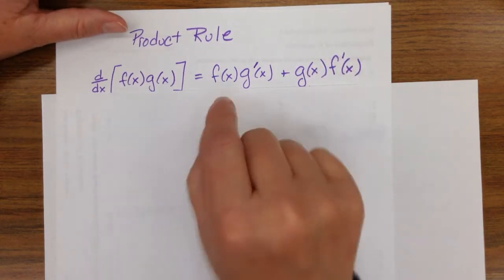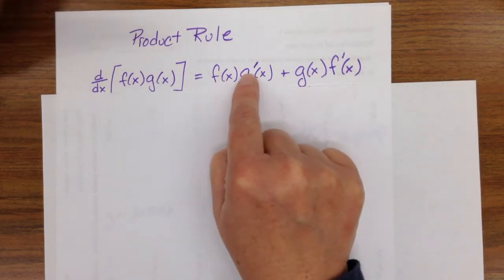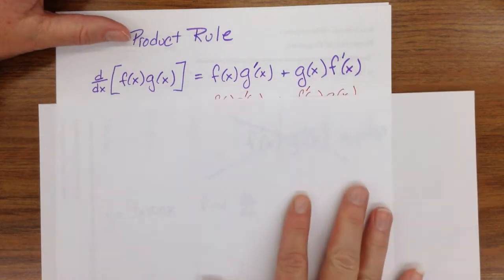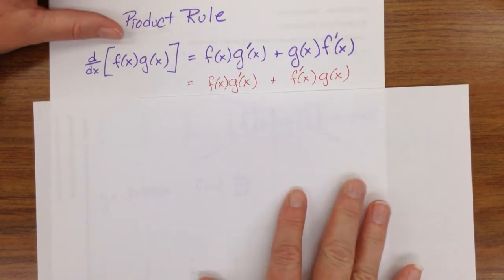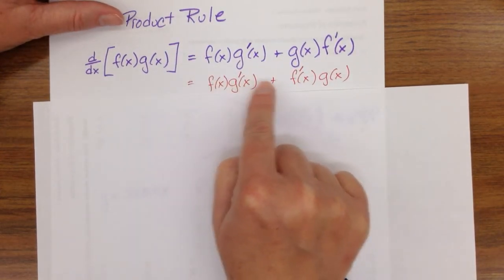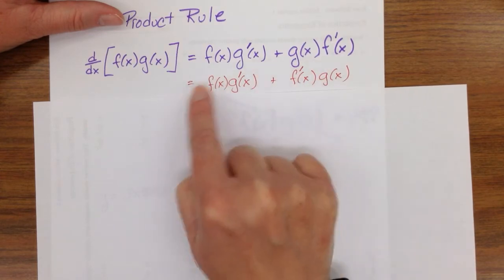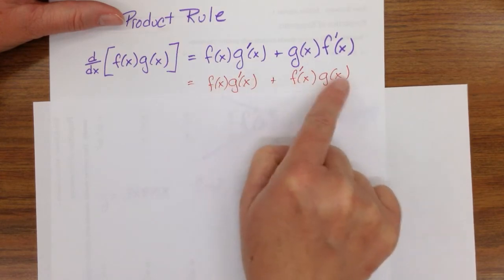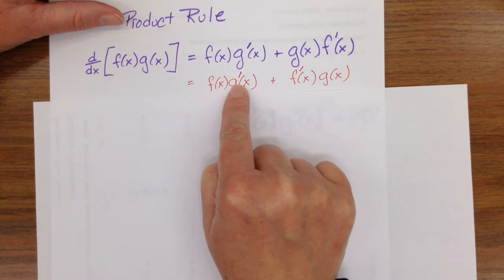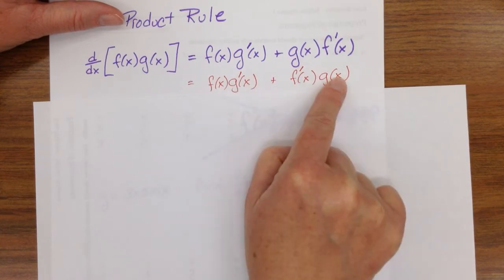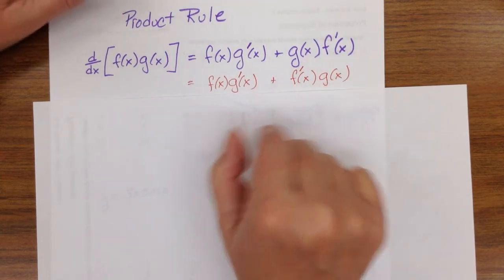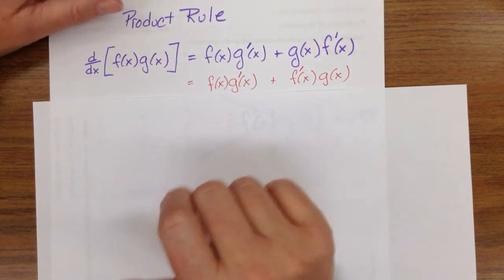Another way to write this, because when you multiply the order doesn't matter, when you add the order doesn't matter, some textbooks prefer it this way where it's f g prime plus f prime g. So, f g, no derivative, derivative, derivative, no derivative. Whatever, as long as it's one of those versions, yeah.